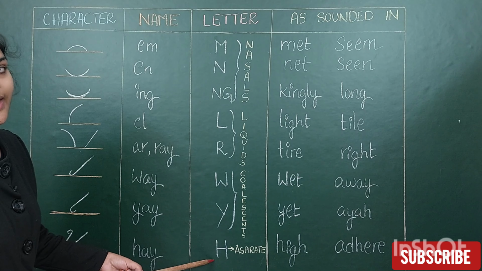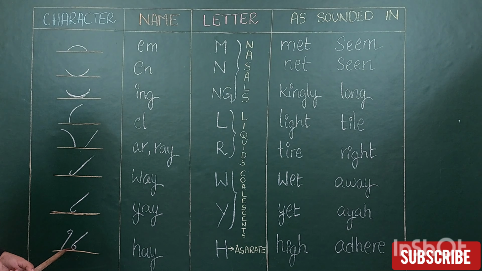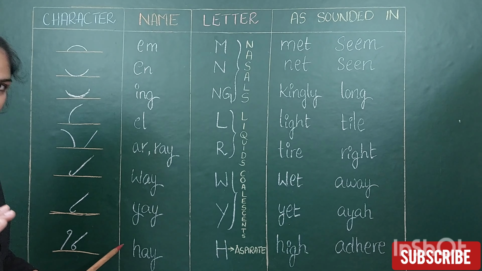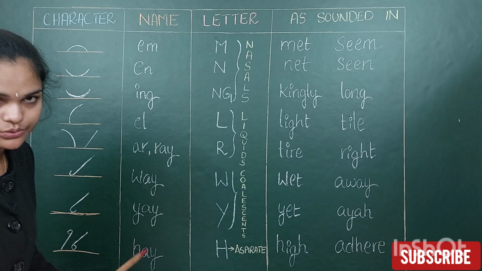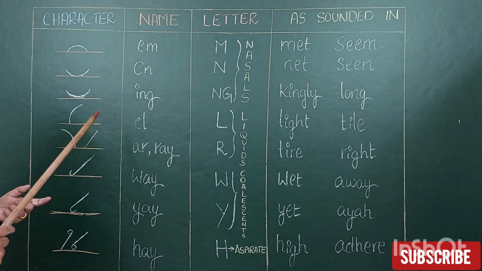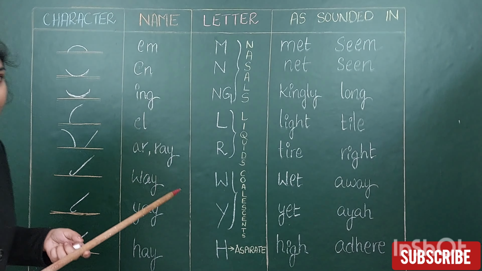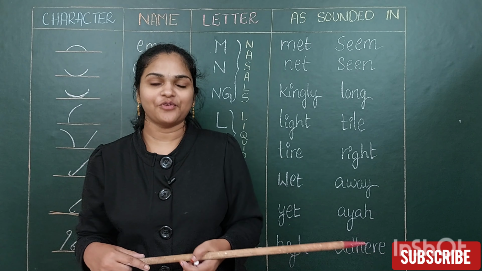For the H letter, how you write it in shorthand: it has two forms. This is the first stroke and this is the second stroke. These both are H only. To represent H, these two strokes are used. Now you understood which stroke to write for which letter, I think. So now we have seen all the consonant forms.